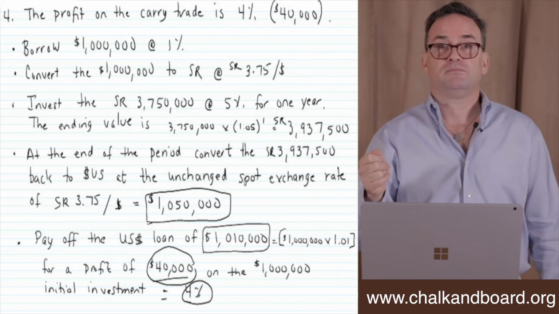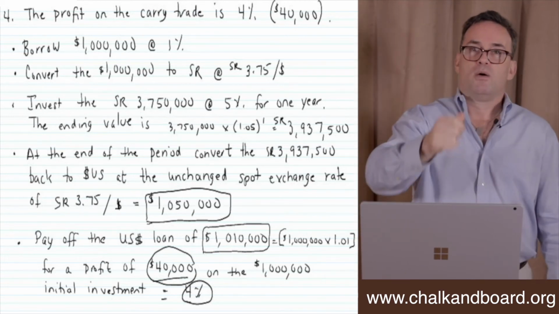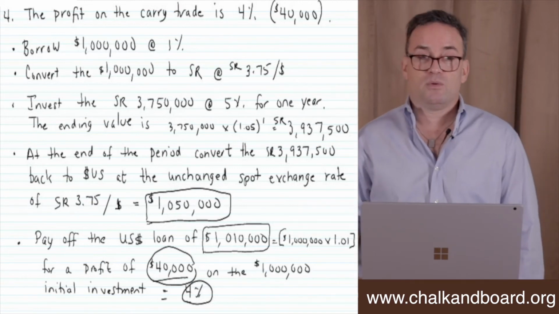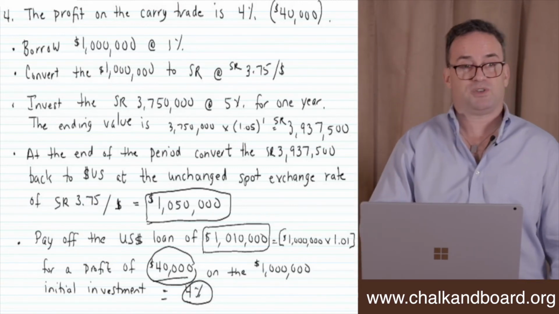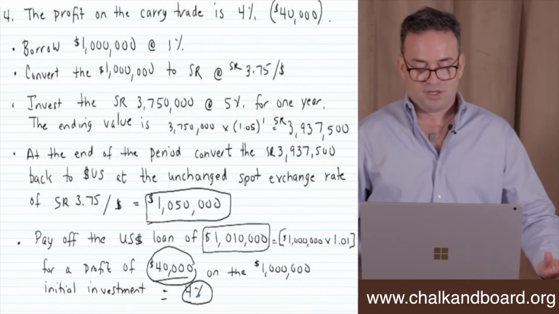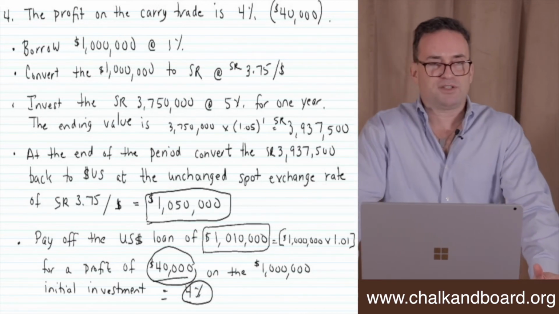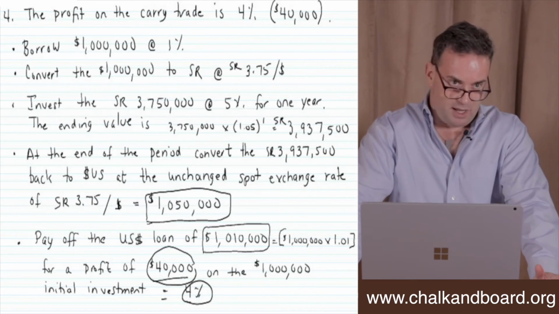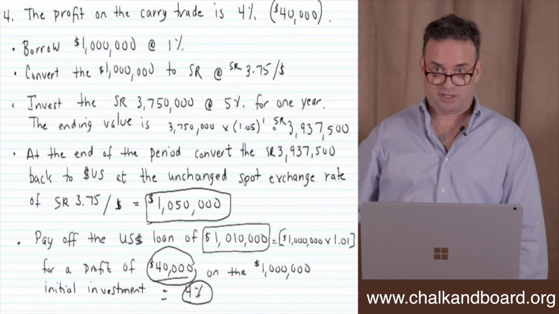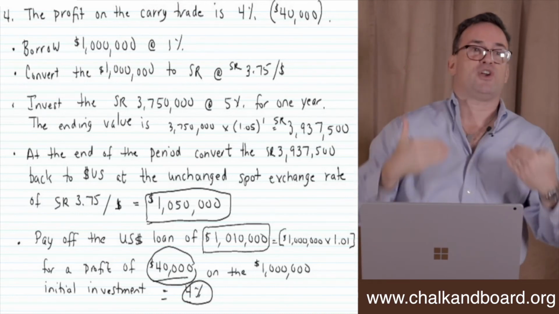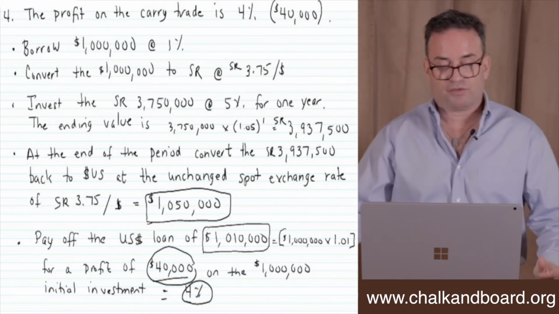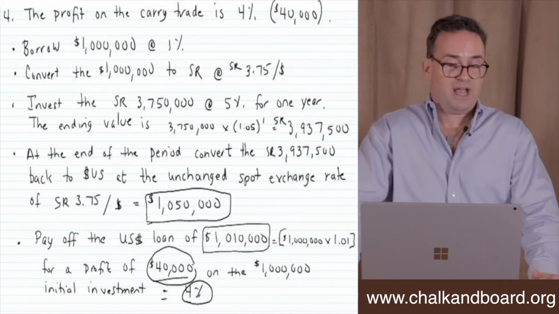Is everybody with me? Good, I can see, great. Okay, $1 million at 1%. So what does that mean we're going to have to pay at the end of the year? We're going to have to return the $1 million plus 1%, which is $10,000. So we're going to have to repay $10,000. So we borrow $1 million at 1%. What are we going to do with the $1 million? Where do we want to invest? We want to invest in the higher interest rate country, which is Saudi Arabia. So we need to convert our $1 million into Saudi riyal at an exchange rate of 3.75 riyals per dollar.